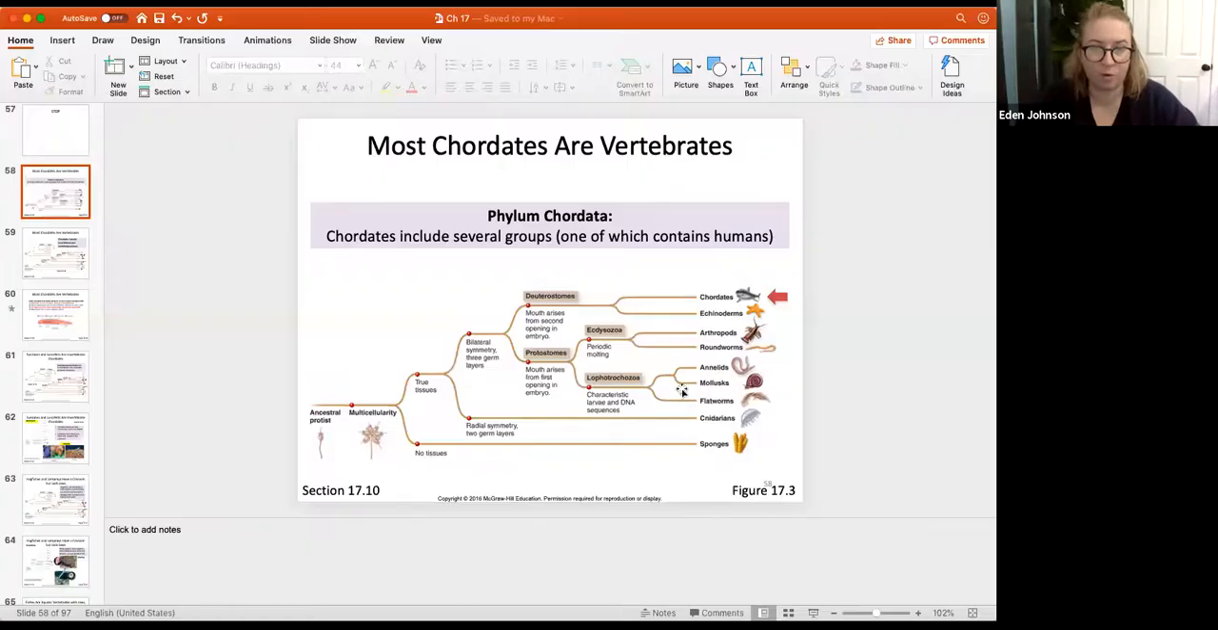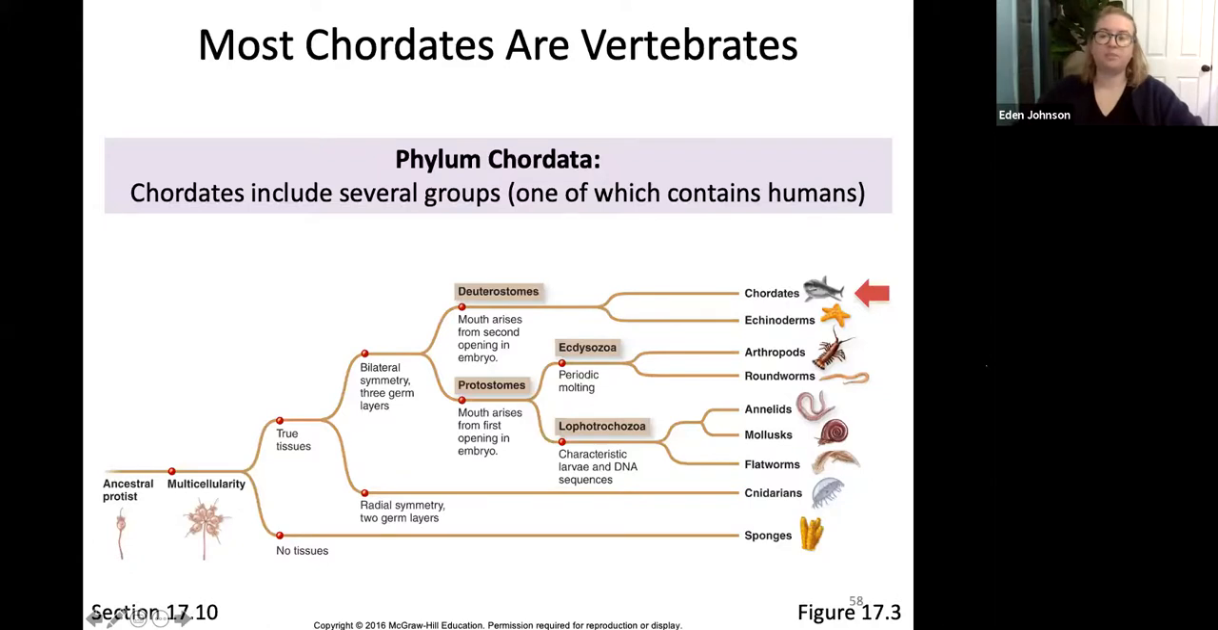So here we go through part 3 of chapter 17, which is animal diversity. We talked about the rest of the phyla except for Chordata. So I'm going to share my screen right now and we're going to talk about phylum Chordata, which includes us. Okay, so phylum Chordata, these are chordates, and chordates are going to expand into a whole lot more groups.